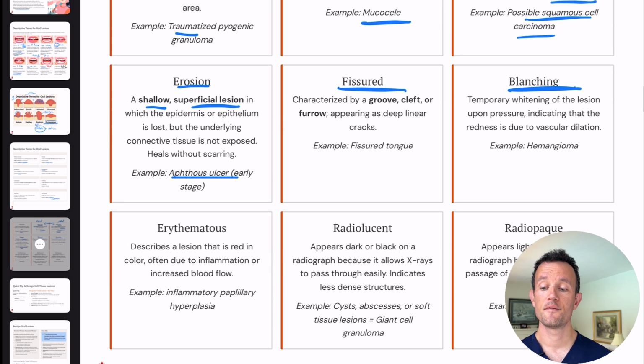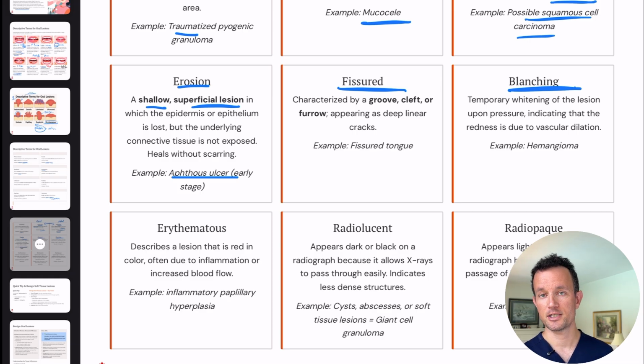Blanching. This means to turn white. Take your finger, squeeze it. See how it turns white? That's called blanching. My finger blanches upon bidigital palpation. Using my finger and my thumb, I squeeze it, it turns white. That's good. That's like saying there's water going through the hose. I step on the hose and water starts coming out. That's what it's supposed to do.